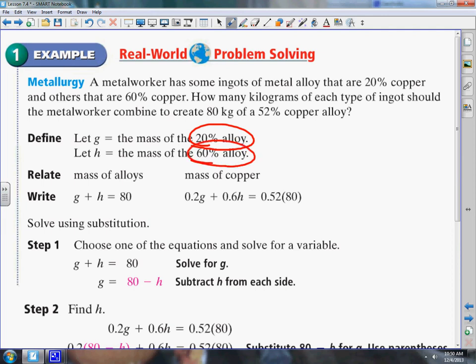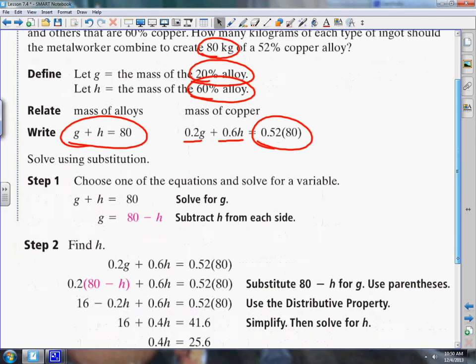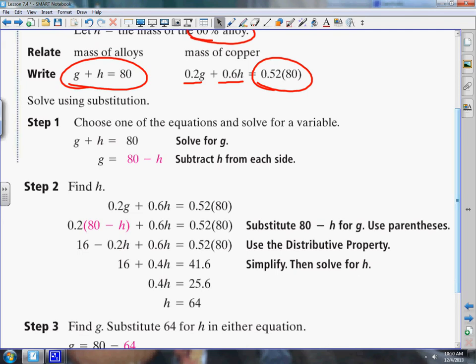So what they did is they said, okay, if I add the 2 together, I want it to be 80. And then if I have 20% of G and 60% of H, I want 52% of the 80 kilograms. So you're going to take these 2 equations and you're going to solve them. So first, choose one of the equations and solve for a variable. So they chose the easy one, G plus H equals 80. So then they found out that G is this.